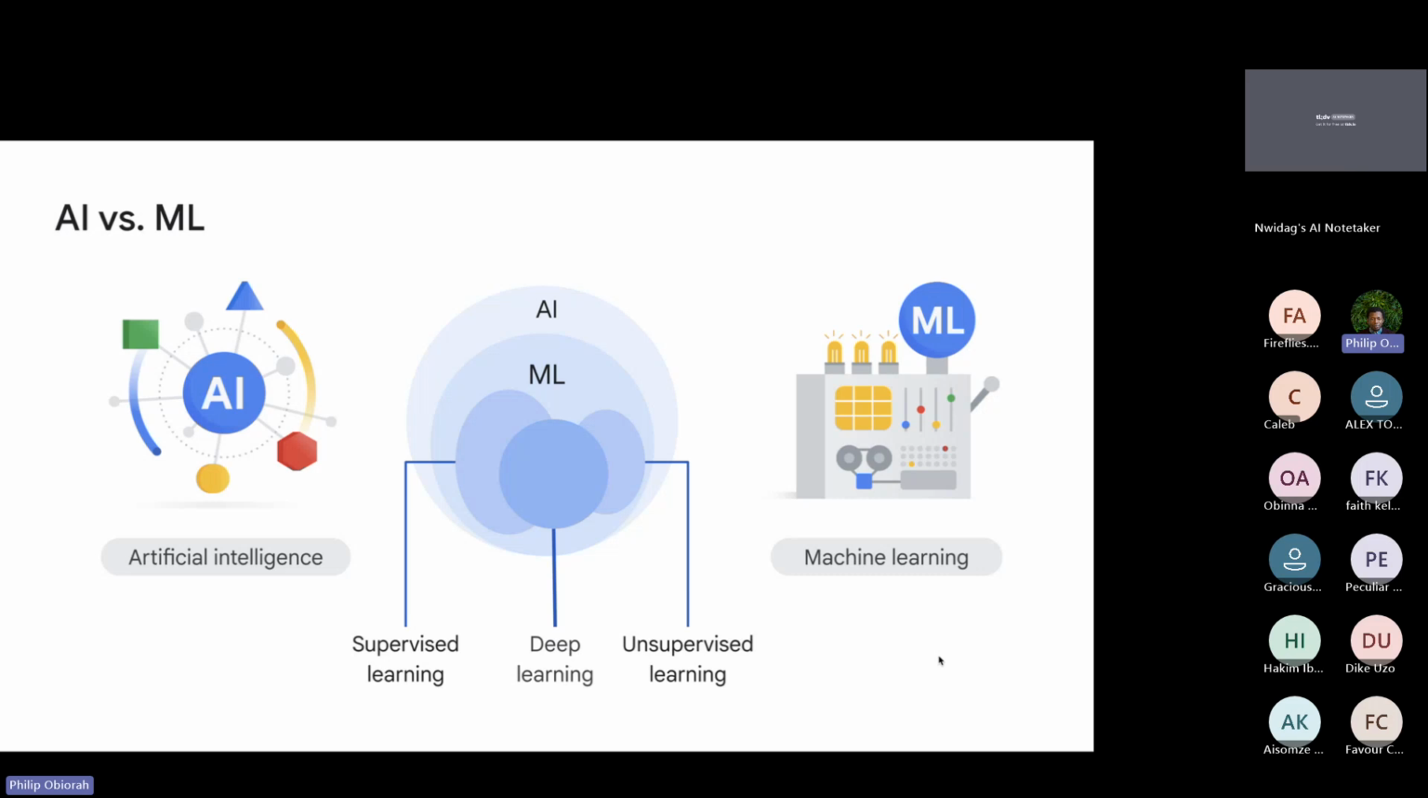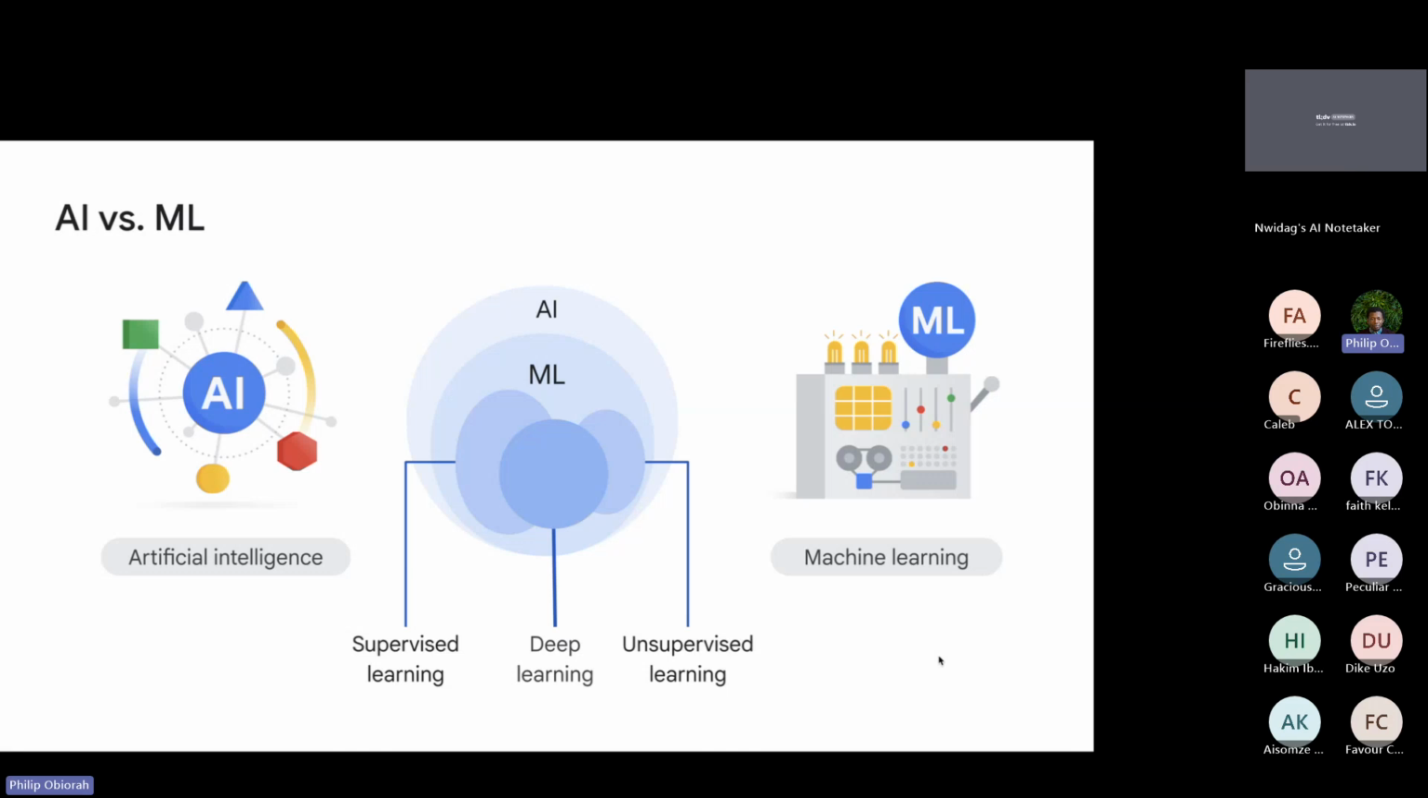So you have this big umbrella, AI, artificial intelligence. Artificial intelligence is a broad field. Basically, it's all about those things that ordinarily would only be ascribed to humans to do, those behaviors and activities that are now being done by machines. That's what we say is artificial intelligence.